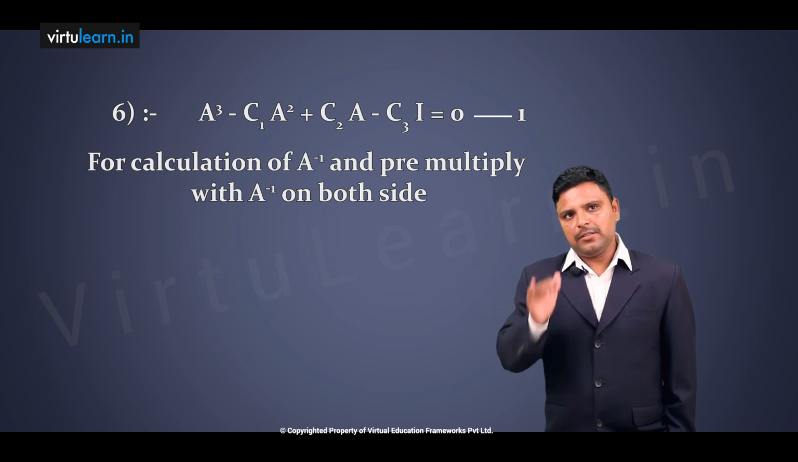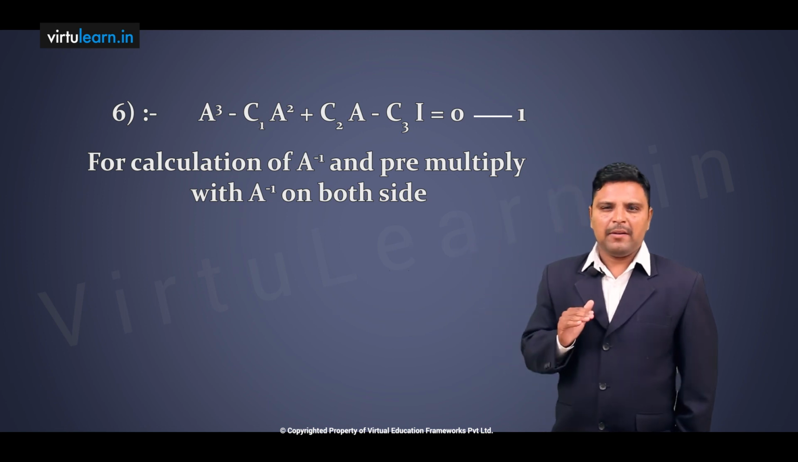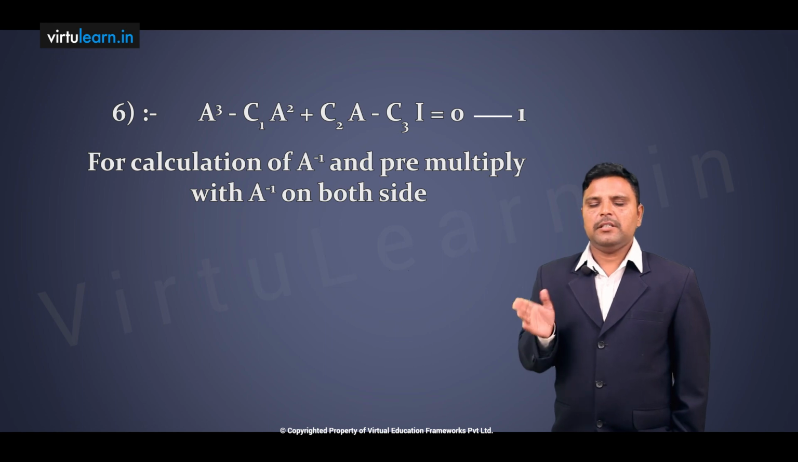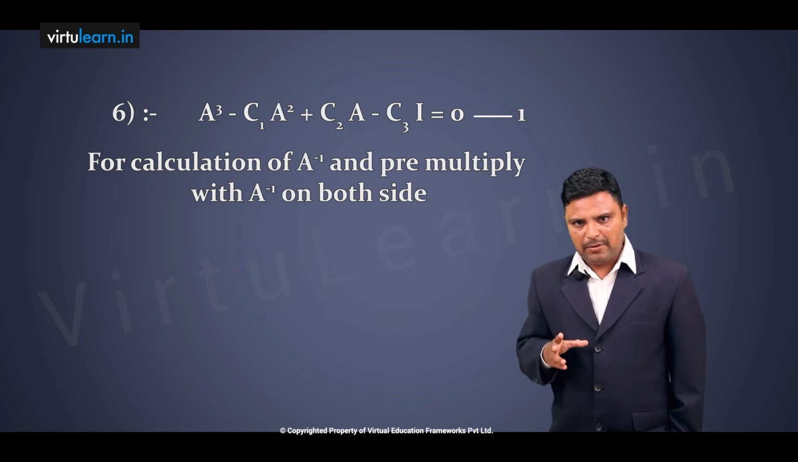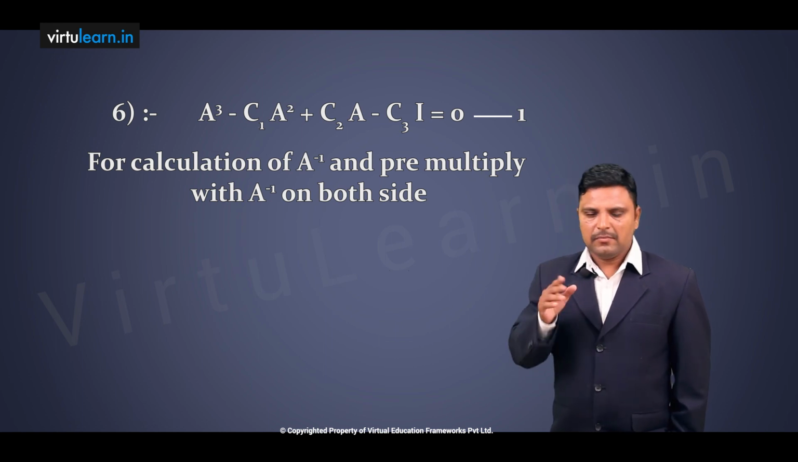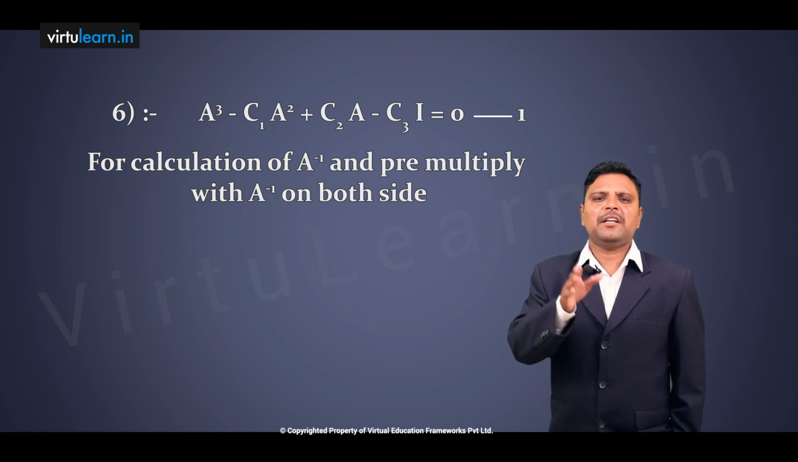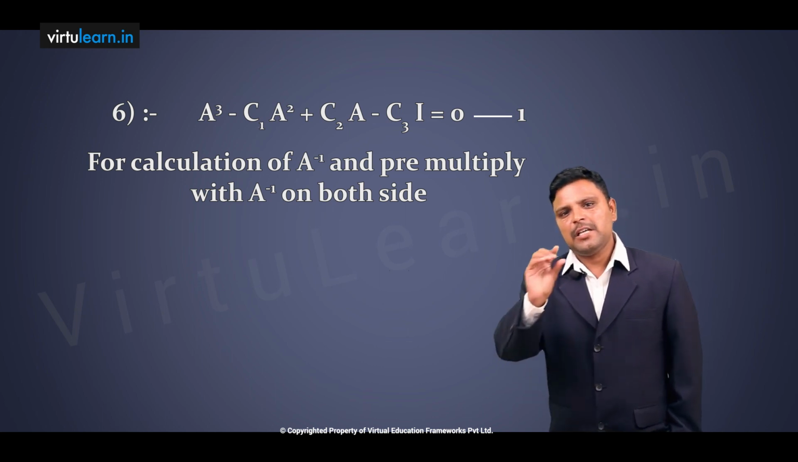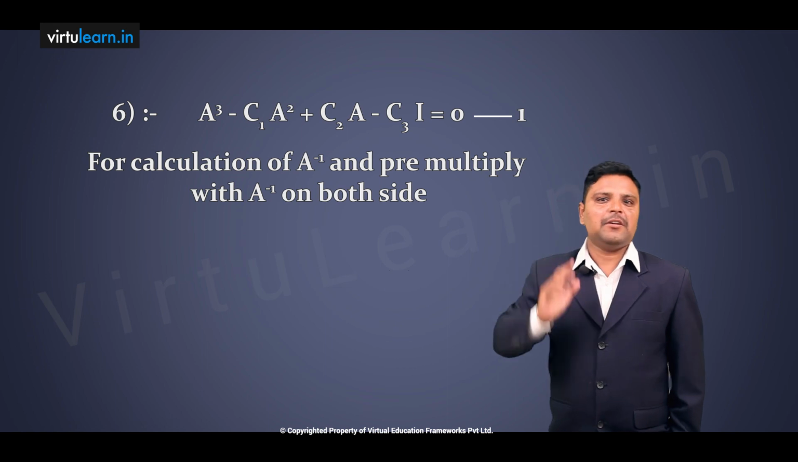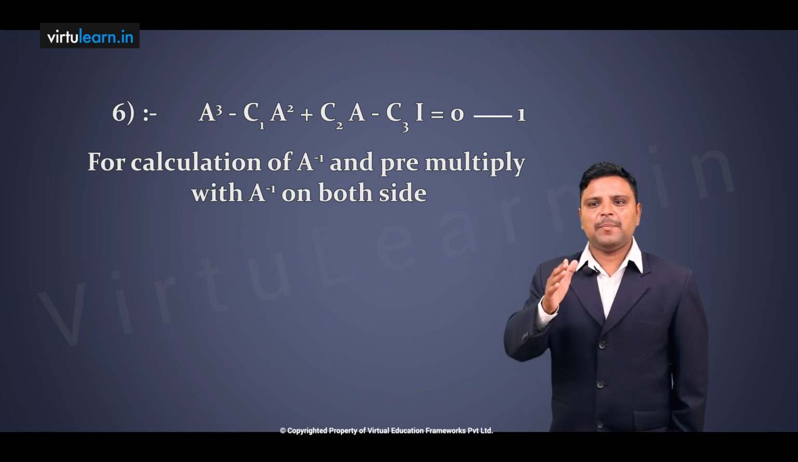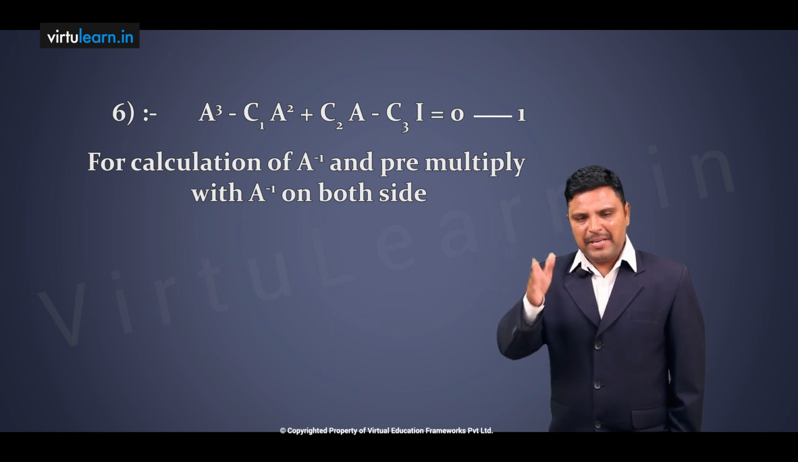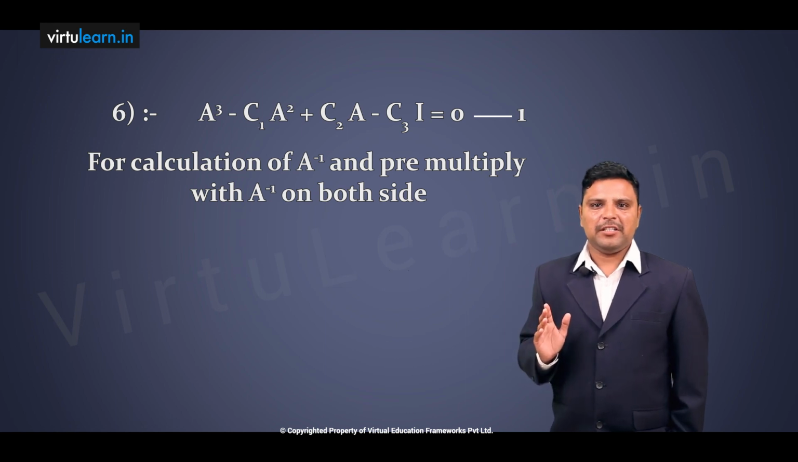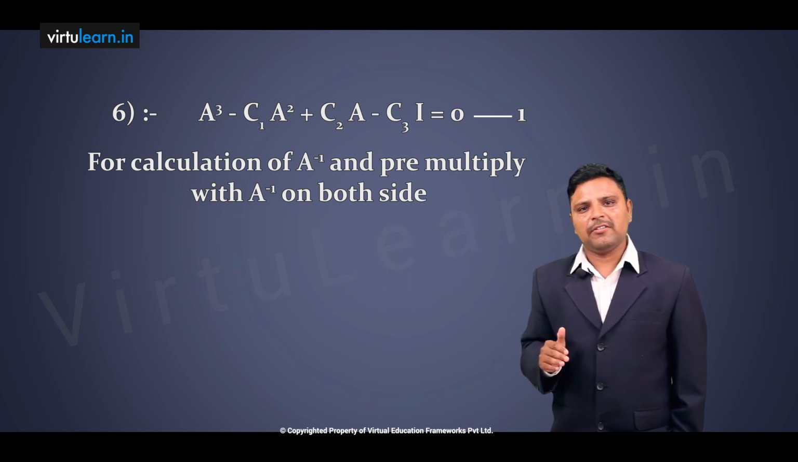Now, here there is no need to calculate A cube and A square manually. Definitely we have a scientific calculator in the exam also. Then you enter that matrix, and automatically it will give the A cube, and this expression also we can calculate by using the scientific calculator. I will explain many problems in this Cayley-Hamilton theorem, and how to use that calculator also I will explain.